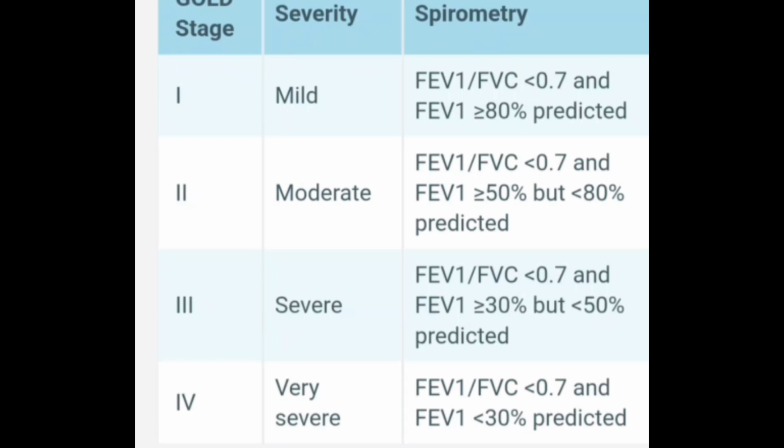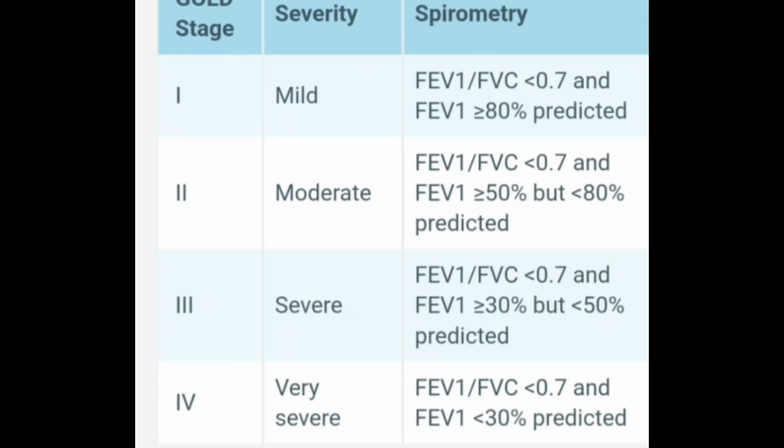Now what you have to remember is the classification as per the severity of the GOLD staging, that is mild, moderate, severe and very severe. So what values of FEV1 would fit in the mild stage of COPD? What values of FEV1 will fit in the moderate severity of COPD, and similarly like that.